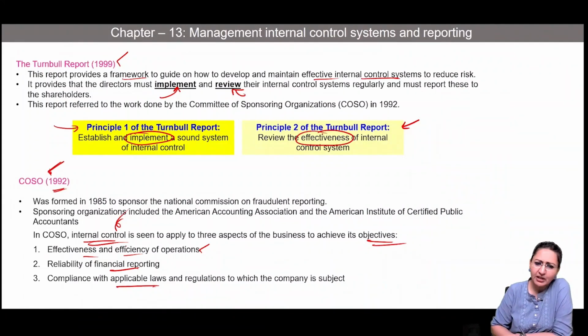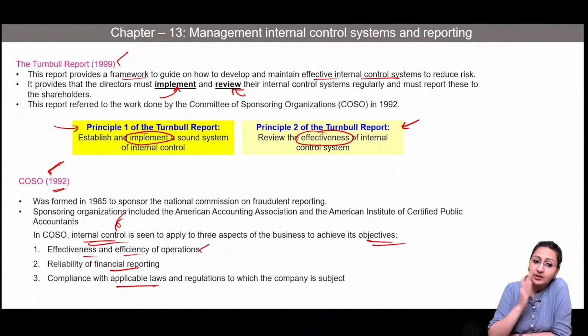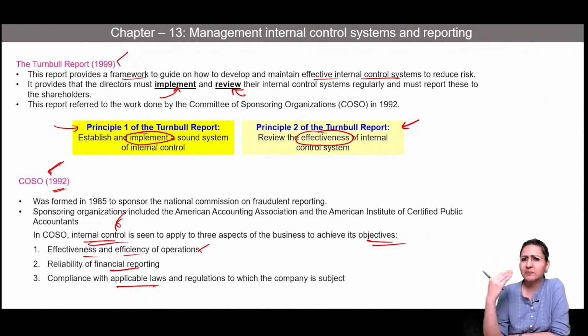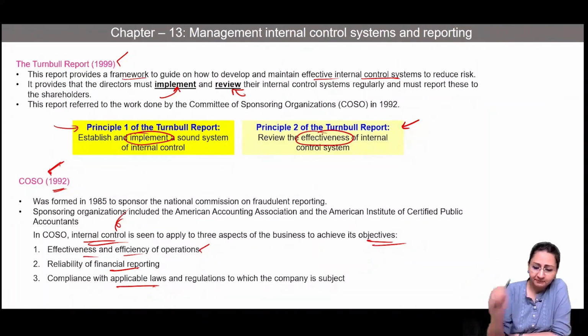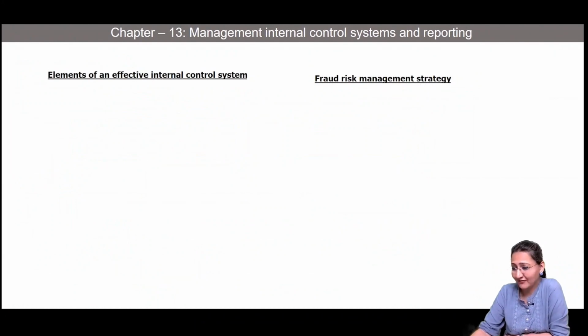COSO was majorly focusing on internal control to be an important part of the business so that the business objectives can be reached, while the Turnbull report specifically provided for a framework on internal controls. It told 2 principles. 1, implement a strong internal control system. 2, review it regularly. While COSO was majorly highlighting that internal control is your important part. Internal control supports your business objective achievement. Okay, so try to mention these words, because when it is internal control, at least Turnbull becomes very important point of reference.